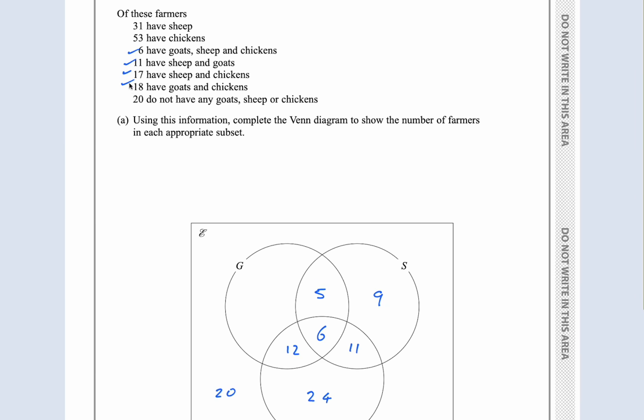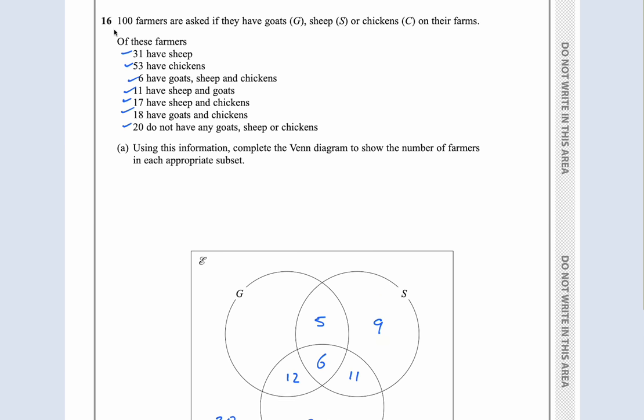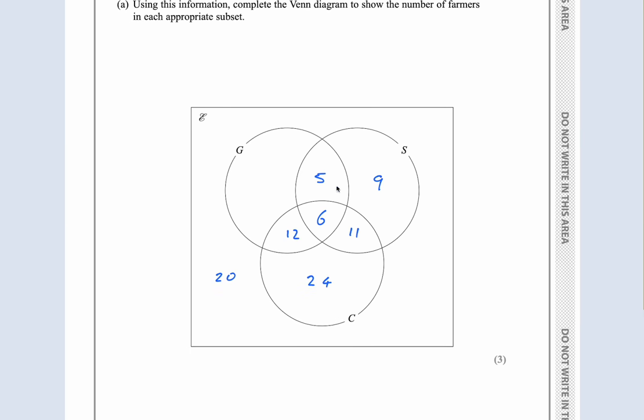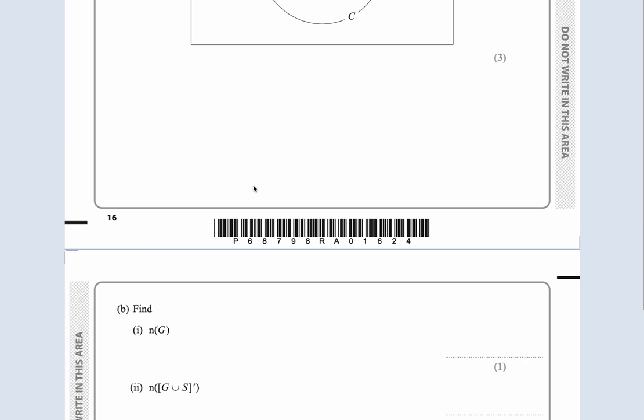And then finally, now I've done this, now I've done this, and I've done this. The only thing I haven't used is the 100 farmers. So I just need to add all these up, subtract from 100, and I get my answer. Let's just do it quickly. 44, 54, 56, 62, 73, 82, 87, 13 left. Okay, that's it, guys.